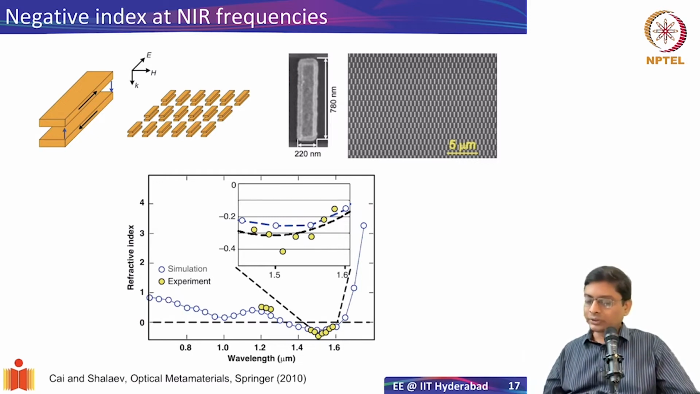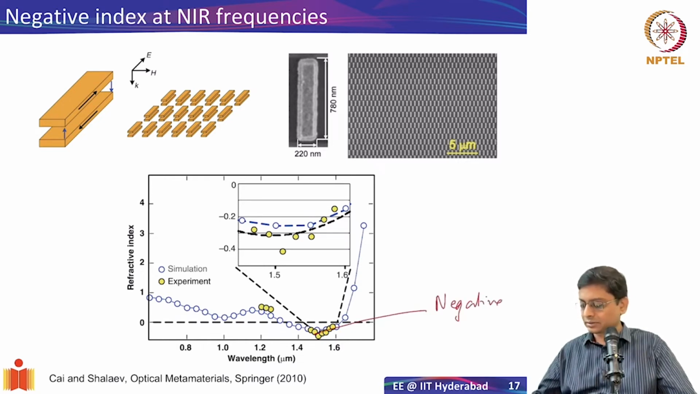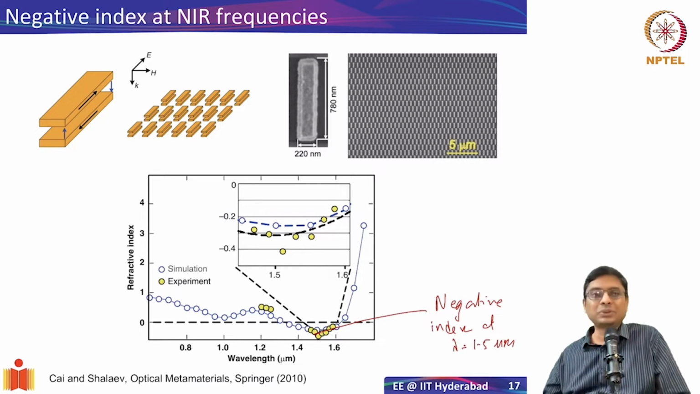All right. So if you analyze the response of it, what you will see is they're able to show the refractive index, and at the telecommunications frequencies, you are able to get actually a negative index at lambda equal to 1.5 micrometers. So you see the evolution. So this was, I think, in 2005.